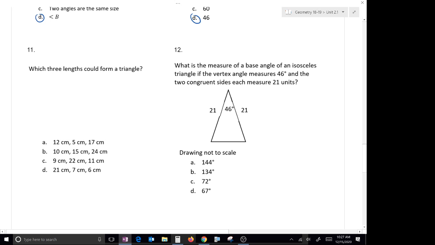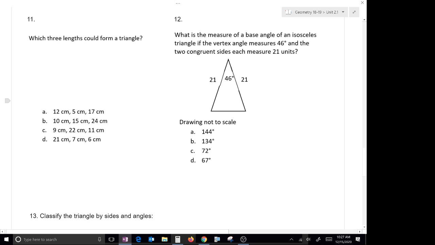Okay. Which 3 lengths could form a triangle? So remember, for this type of question, the 2 smaller sides added together have to be greater than the biggest side. Okay, so for A, 12 plus 5, well, that's 17. And 17 equals 17, so that can't work.